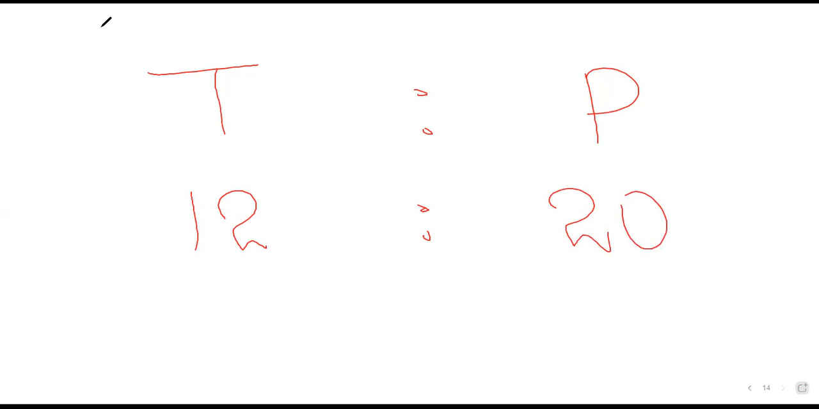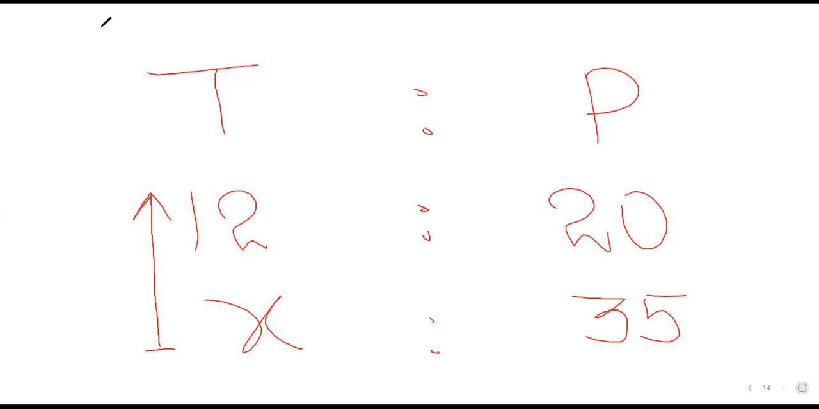So if she wants 35 points, what should be the time? As I said, this is X, arrow, put the arrow. Always start the arrow from X and think about that. If 20 points, 12. If 30 points, the time is once again increasing.